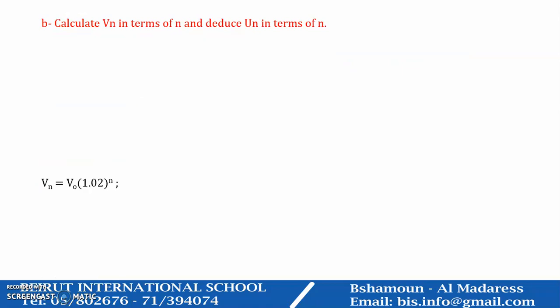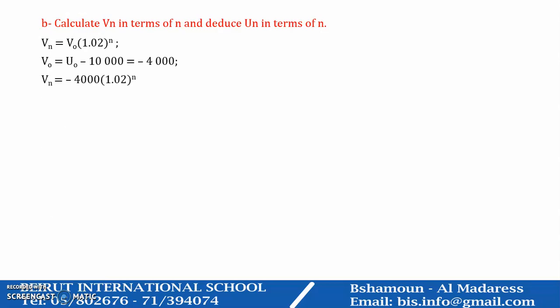If we need to calculate Vn in terms of n, since it is a geometric sequence, then Vn equals V0 times R exponent n, which is 1.02. But we need to know first of all the value of V0. Since Vn equals un minus 10,000, then V0 equals u0 minus 10,000, which is 6,000 minus 10,000, that gives us minus 4,000. Vn equals minus 4,000 times 1.02 exponent n, which is V0 times R exponent n.